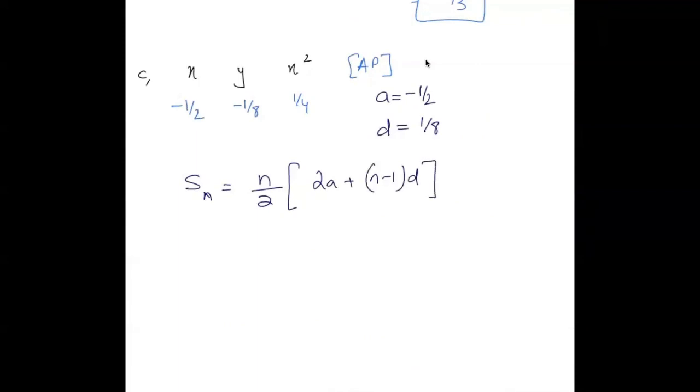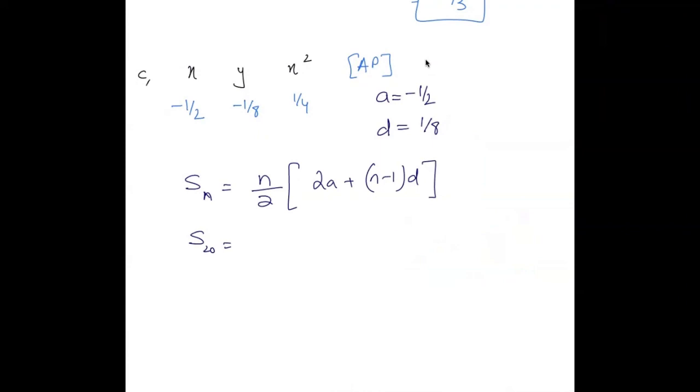Yes, Abdurrahman? Sir, could you repeat, how did you find the difference? So the value of y minus the value of x. Difference between the consecutive terms. Sir, can I just take 1 over 4 minus 1 over 8? Yeah, that's also fine. 1 upon 4 minus 1 upon 8. That's also going to be 1 upon 8.